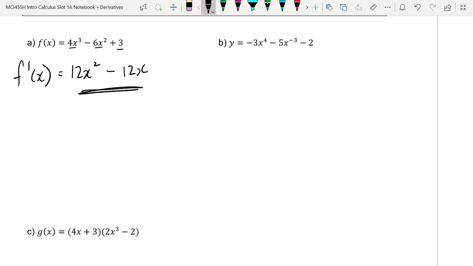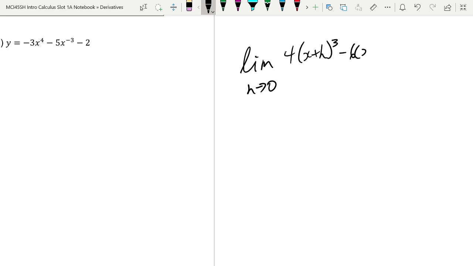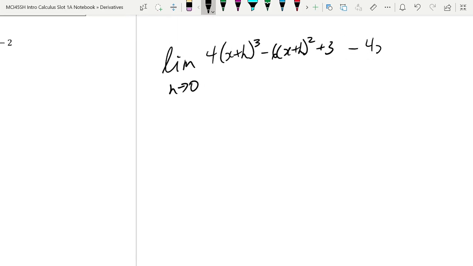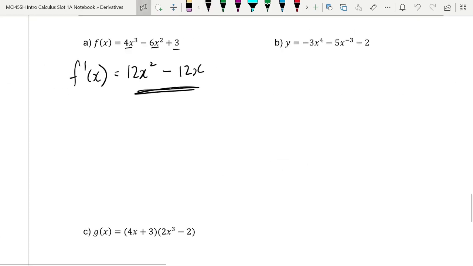Think about how much work that would have been using the first principles formula. Do you even want to think about that? That would have been the limit as h approaches 0, you don't have to write this down, of f of x plus h. So what would that have been? That would have been 4 times x plus h cubed minus 6 times x plus h squared plus 3 minus 4x cubed plus 6x squared minus 3, all over h. Expand that, cancel out those guys. At the end of the day, after all that work, we'd have ended up here. That's a lot less work.